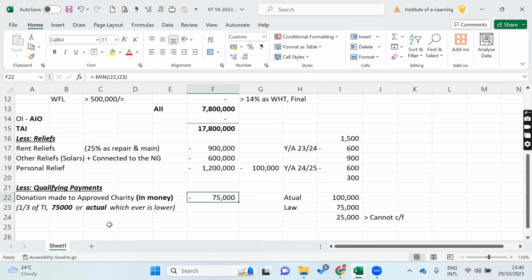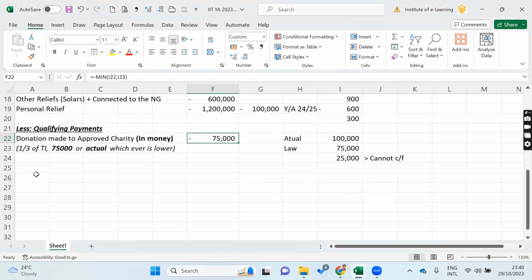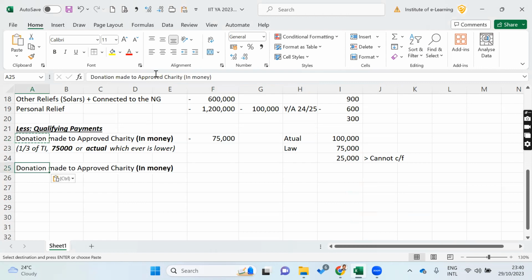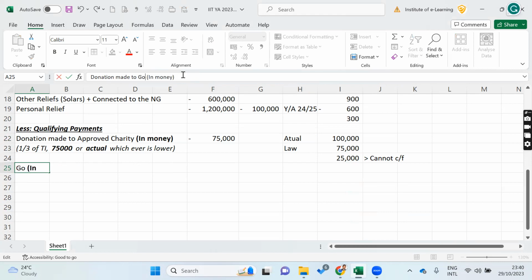Right? Then the next one. Donation made to government, or government or any specified institution. Specified institution, SI, I put SI, right? In money or otherwise, right?